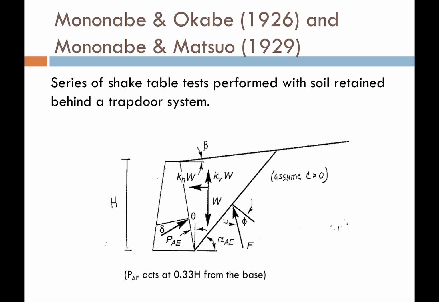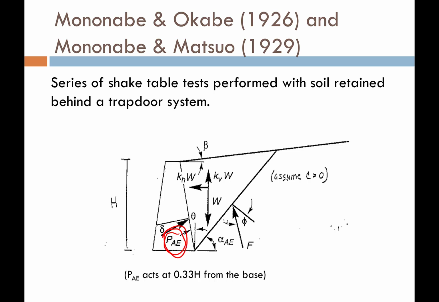So from these shake table tests that were performed behind this trapdoor system, they developed a theory. And going back to Coulomb's work, where they have their free body diagram, everything's the same with the exception of these terms right here. These are dynamic terms that Mononobe and his students added, where they have a horizontal term that represents the dynamic force in a horizontal direction, and then they have a vertical dynamic component as well. Other than that, everything's the same, but you'll notice some changes.